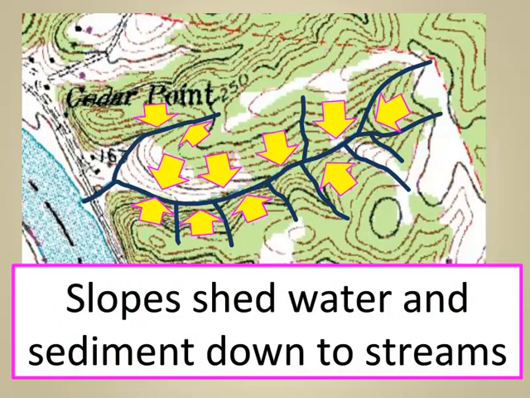What you will see along the hillsides, of course, is that water and sediment wash down the hillsides into the streams, and then the streams carry the sediment away. It's very important to recognize these slopes as areas of erosion tied to the stream cutting down the valley.